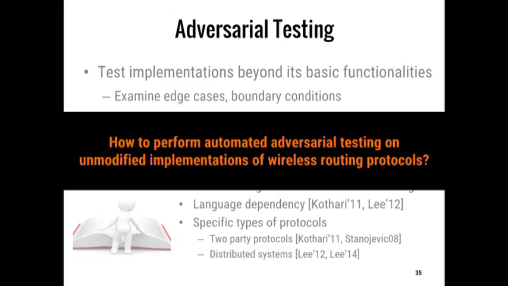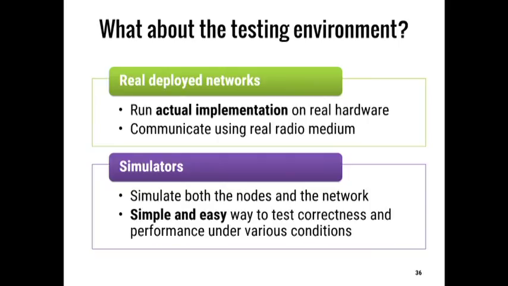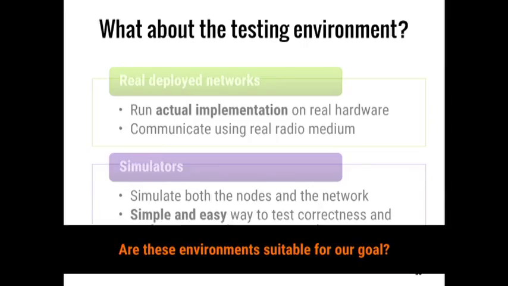So the next question that obviously comes up is, now that we want to test, what would be our testing environment? One option is that we can use the real deployed network. In that case, there are some benefits because we can run the actual implementation on real hardware. We don't have to modify the implementation, and we can communicate using the real radio medium. Another option is that we can use simulators, where we simulate both the nodes and the network. It is a simple and easy way that you can test different types of correctness or performance under various conditions. Now, are these environments suitable for our goal?